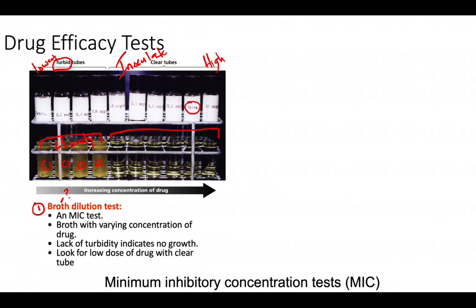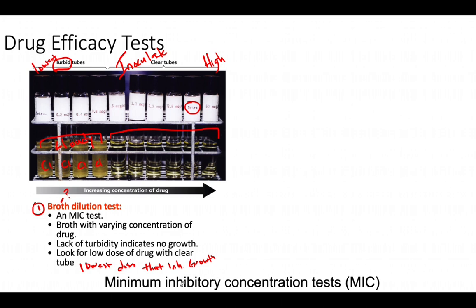And so what you're looking for, this test is called an MIC test. That's an abbreviation. What that stands for, minimum inhibitory concentration. And so what this test gives you is the lowest dose that inhibits growth. And so that's what MIC means. It's kind of in the name. So minimum concentration, that's lowest dose.